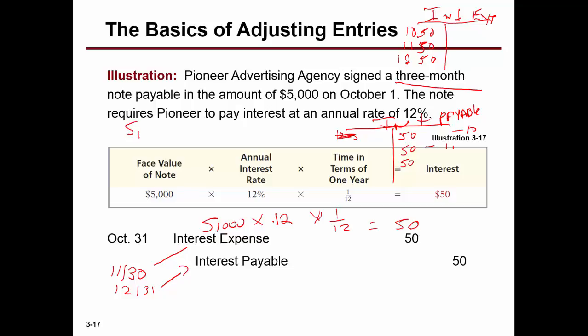Now you're going to take the 5,000, right? Multiply that by what? Our interest rate is still 0.12 times what? Times not 1/12 now, but what? 3/12. Will you still get 150? You get 150 that way? Okay, and then the journal entry at 12/31 would be to debit interest expense for 150, credit interest payable for 150, right?